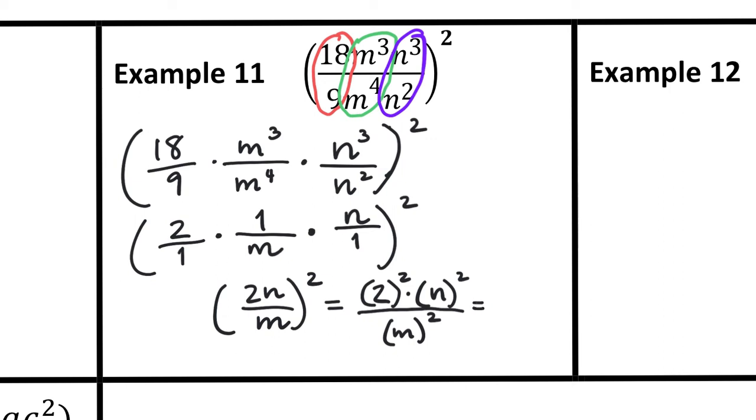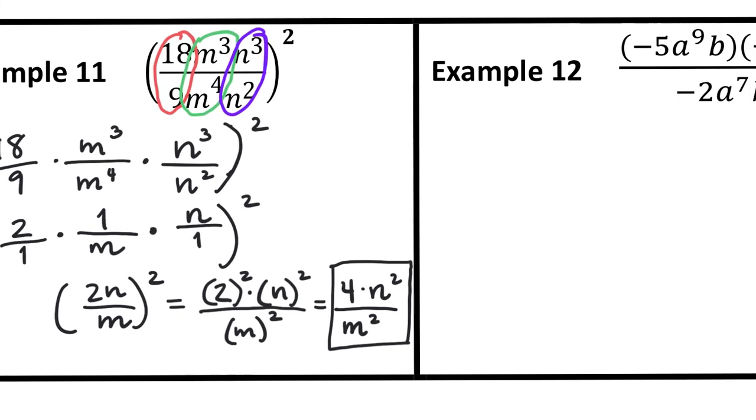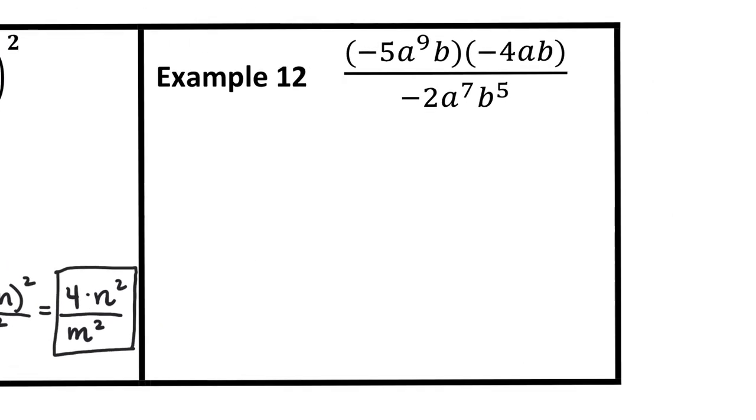So that's going to give us 2 squared is 4. 2 times 2 is 4 times n squared divided by m squared. Right? So we have two more examples. Example 12.